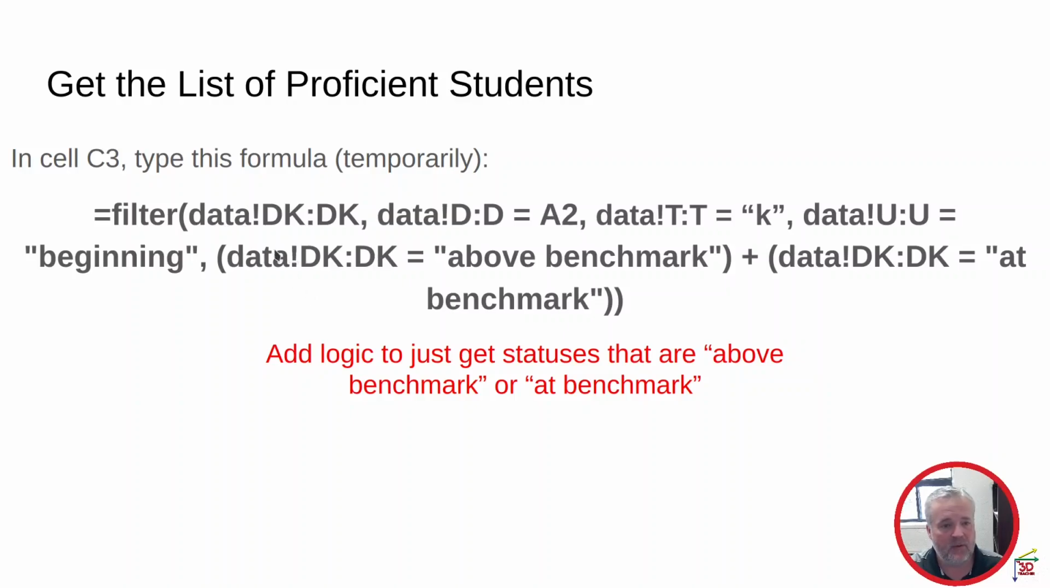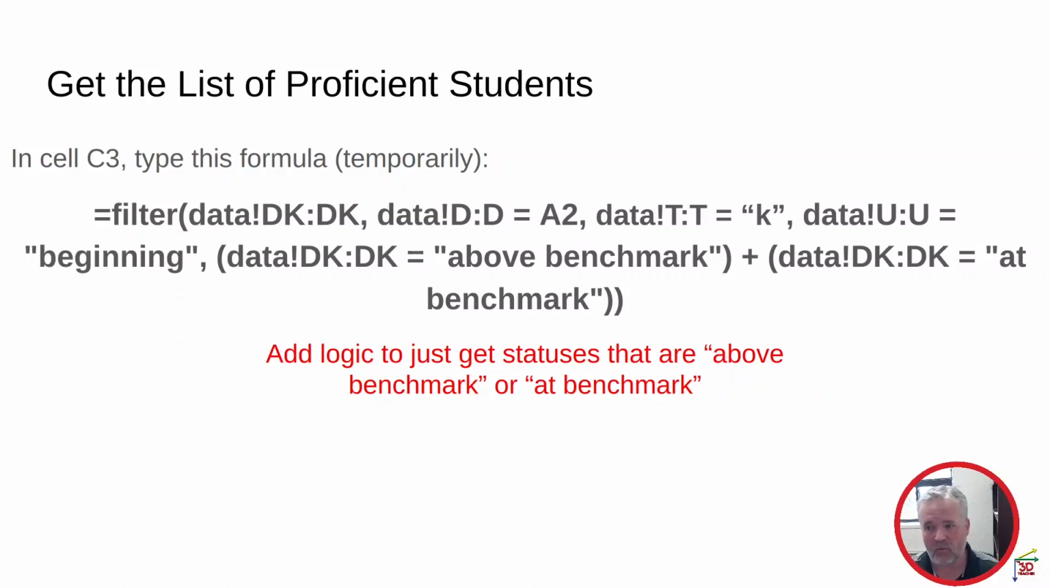condition, and that's we want if column DK equals Above Benchmark, or, so the plus is saying give me all that have Above Benchmark and give me all that have At Benchmark. If you hit enter here, you're going to get a list of just Above Benchmark and At Benchmark. So this is our list of kids that have met proficiency. It's that same filter function that we used earlier.